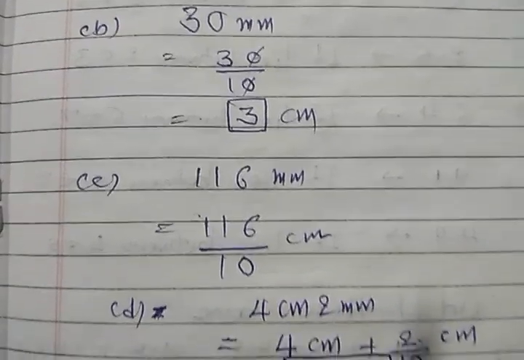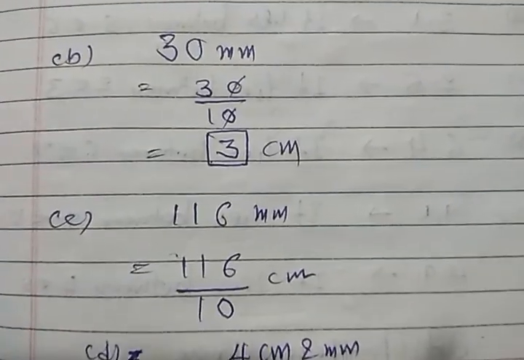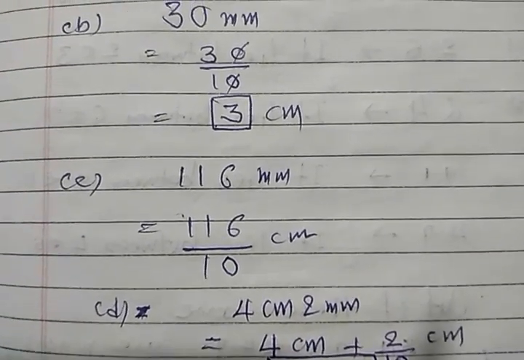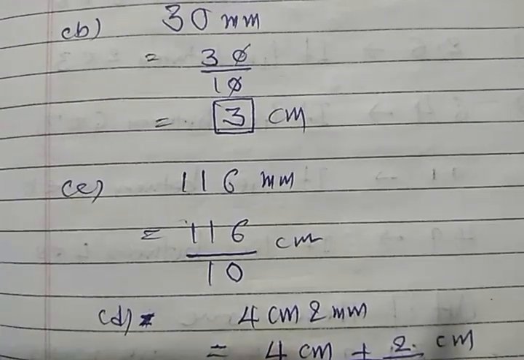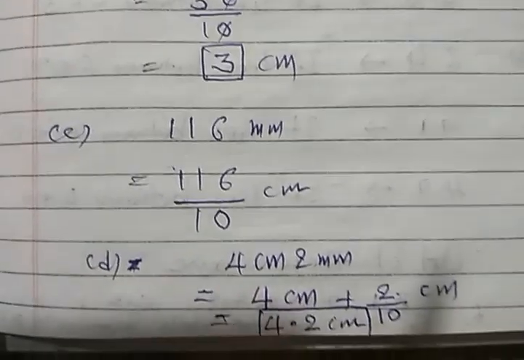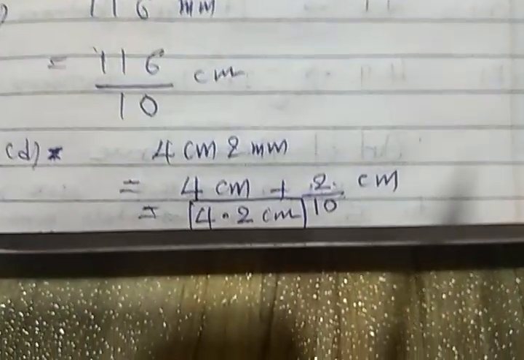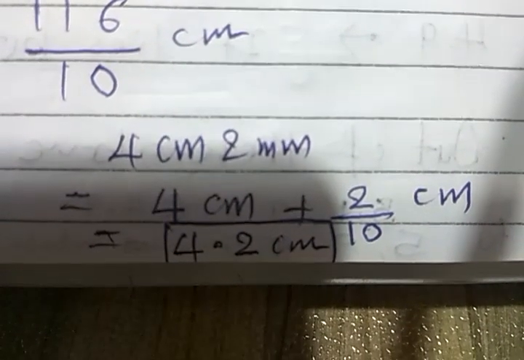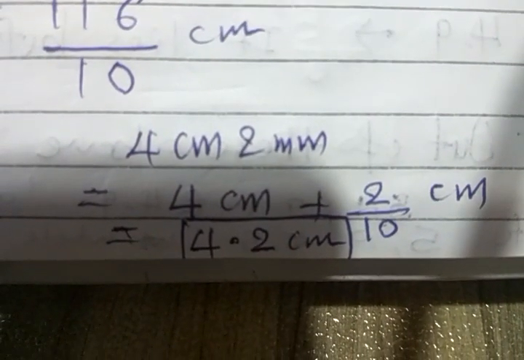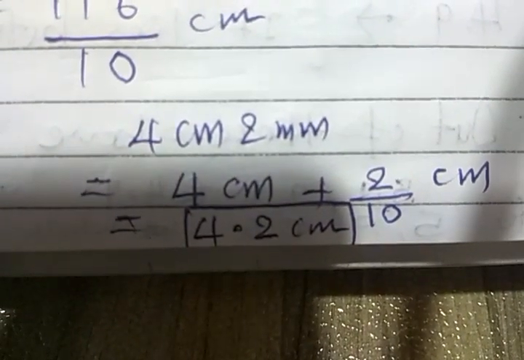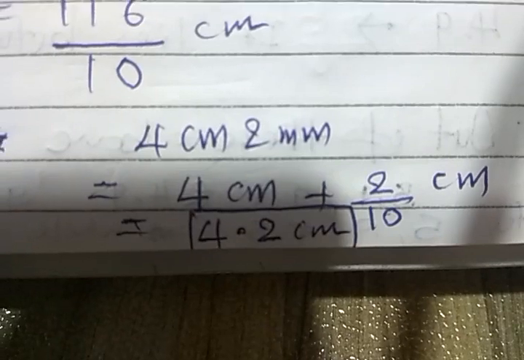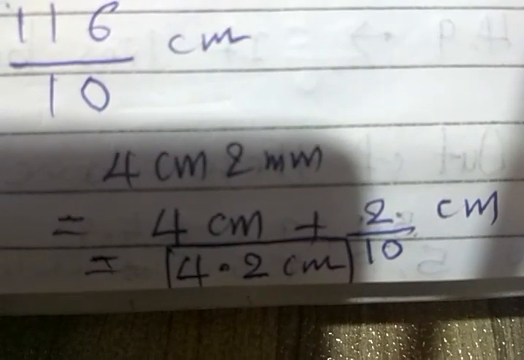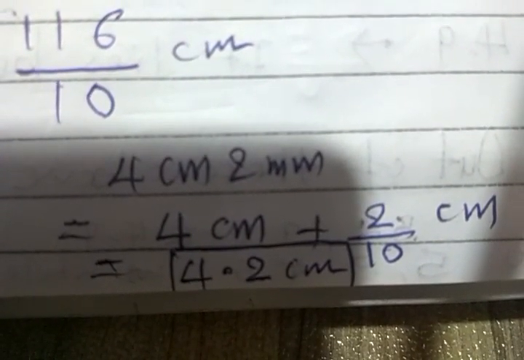Now 116 millimeter means 116 upon 10. Here also cancellation is possible. So if you can do cancellation, you can; otherwise it is okay. Now this D, 4 centimeter 2 millimeter. 4 centimeter is already in centimeter, but you have to convert the millimeter. So 2 millimeter means what? 2 upon 10 centimeter. So you can write 4 centimeter plus 2 upon 10 centimeter, and that is equal to 4.2 centimeter. 4 plus 0.2 means 4.2 centimeter.